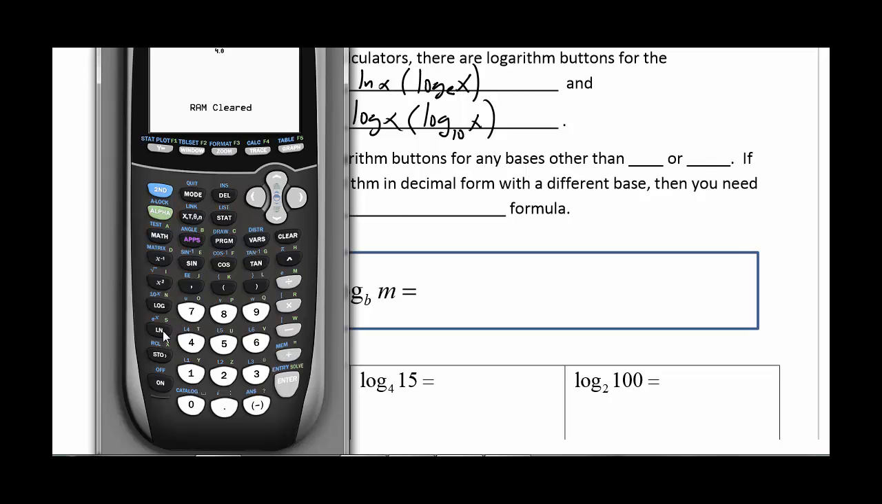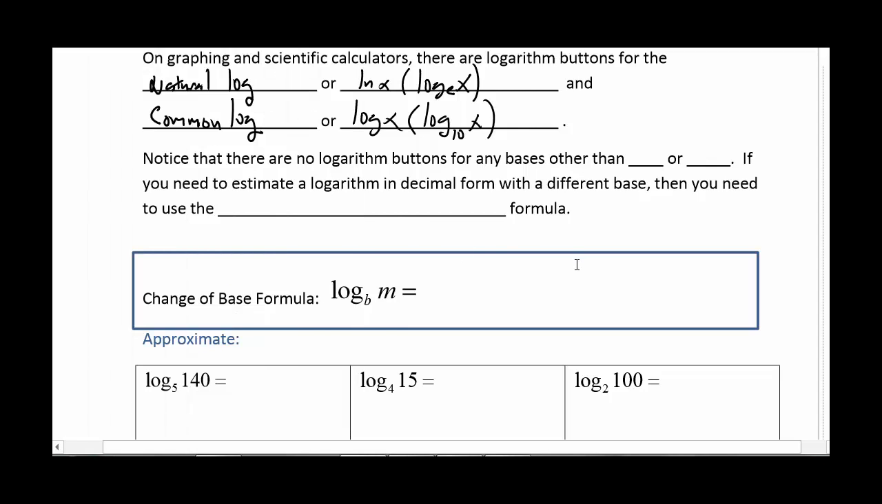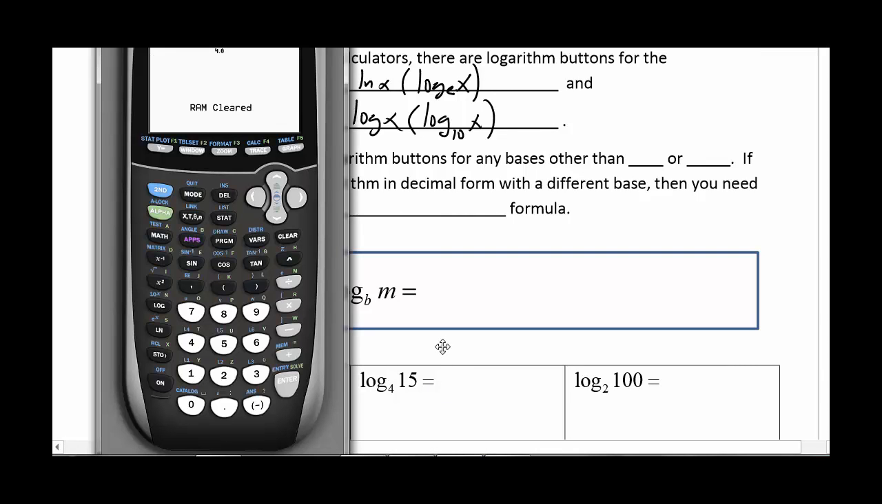TI-84s usually have it right above the store button. You'll see the log and the ln button, and those are the two buttons that I'm referring to. Okay, so notice, I'm going to pull my calculator up here.